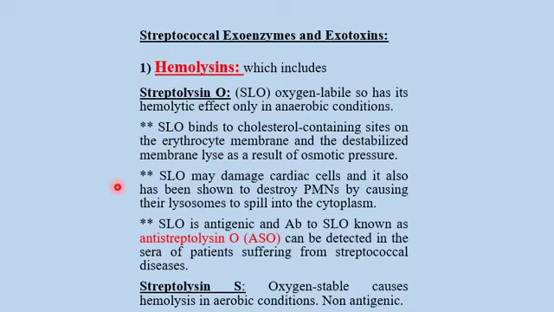This streptolysin O may also, as another mechanism of action, damage the cardiac cells. It has also been shown to destroy the polymorphs by causing their lysosomes to spill into the cytoplasm. We know the lysosomes are lytic enzymes, so when these lysosomes are spilled into the cytoplasm they cause destruction of the cytoplasm, and in this way they break down the polymorphs. Streptolysin O is antigenic.